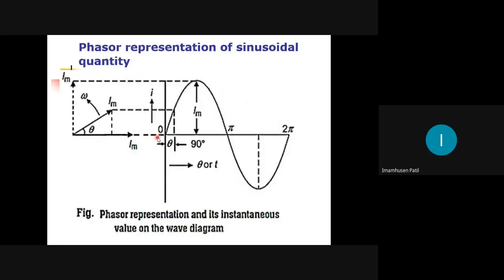Now we can see this is the AC sine wave. This can be represented by a simple vector. You are seeing this one, this is the simple vector Im. This is the maximum value Im. So that can be represented by using this vector Im.